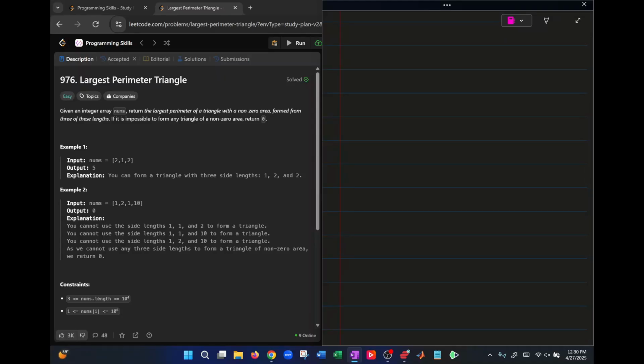Okay, let's work on another coding exercise. We're given an integer array of numbers, and we want to return the largest perimeter of a triangle with non-zero area formed from 3 of these lengths. And if it's impossible to do so, then return 0. So basically we're given some numbers and we try to form triangles with lengths equal to 3 of the side lengths in this array.